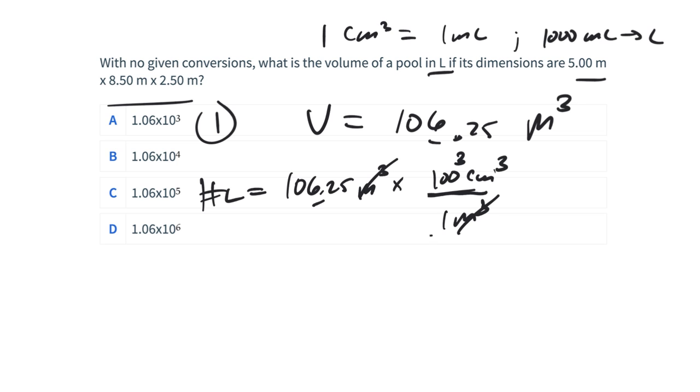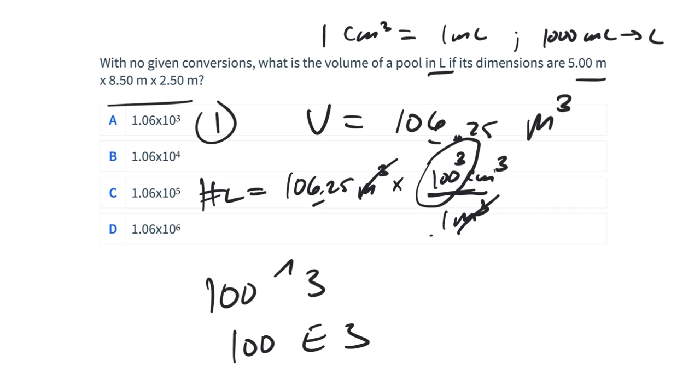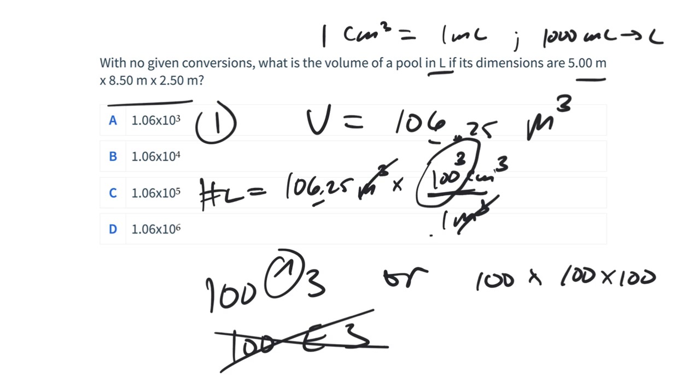Okay, so we do this times 100 cubed. And again, just make sure you do 100 caret 3, not 100 E3. That's another mistake sometimes we make, doing 100 to the power of 3 versus 100 times 10 to the 3. So we have to make sure that we do it this way, or 100 times 100 times 100. To be honest, that's what I do half the time, because most of the time I'm using my iPhone. Obviously you can't use it on the test, but if you're using an iPhone, it's just easier to do 106.25 times 100 times 100 times 100 than finding the caret button. And then that gets us to cubic centimeters.